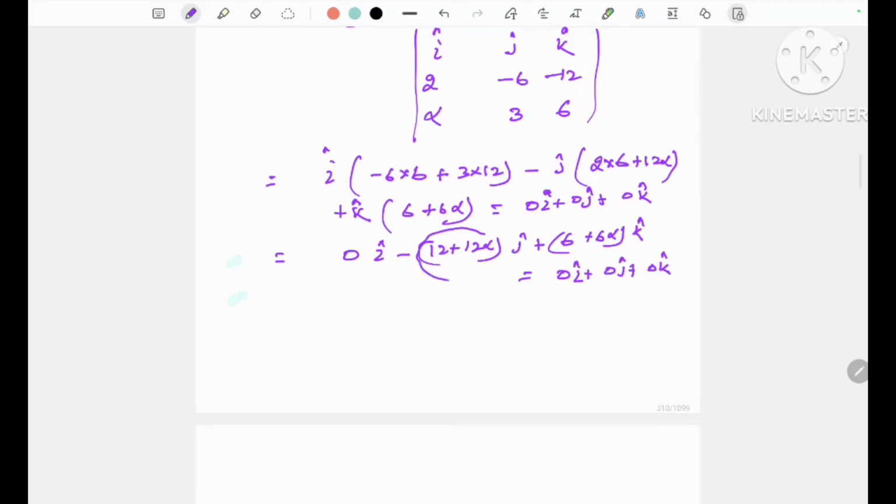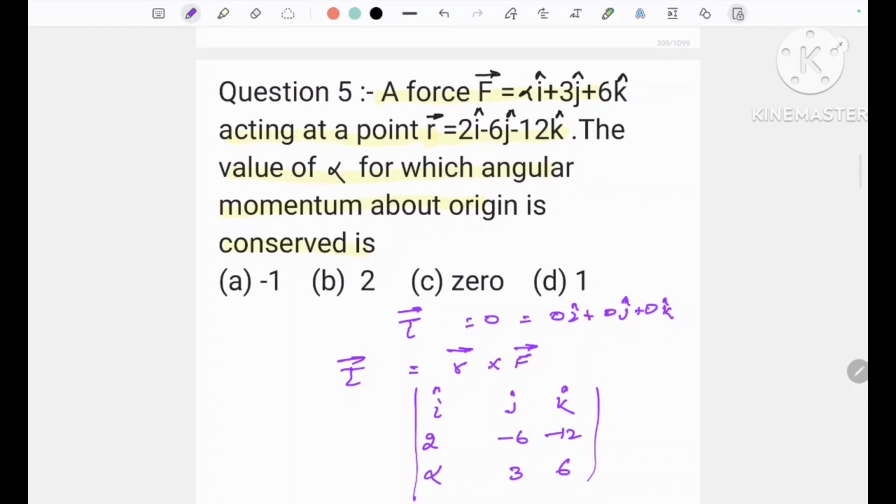Comparing, this must be 0 and this also must be 0. So 12 plus 12 alpha must be 0, so alpha is minus 1. If we take the second, 6 plus 6 alpha is 0, so alpha is minus 1. So the value of alpha is minus 1, A is correct option.